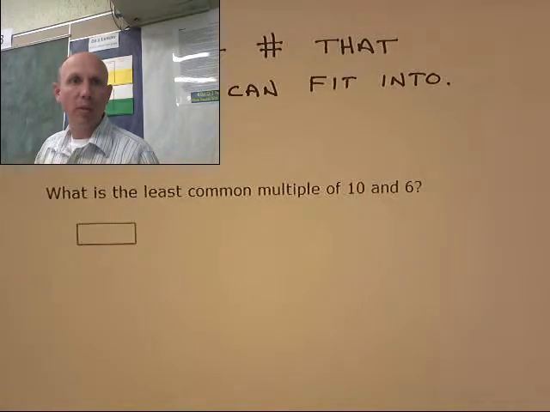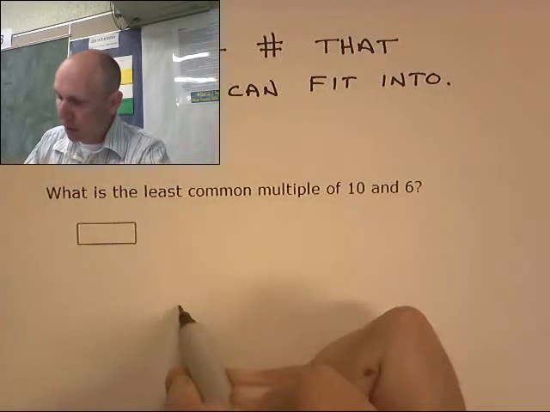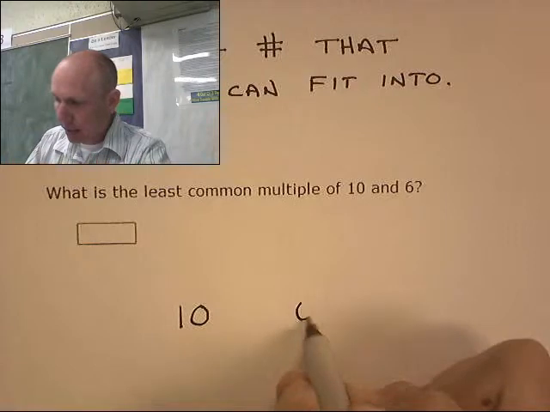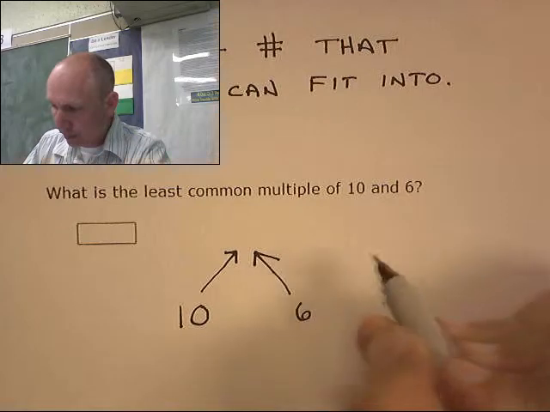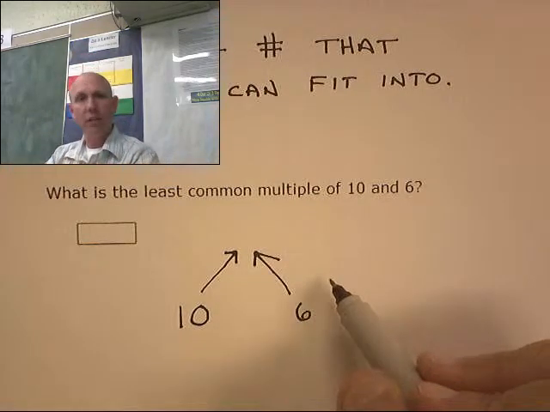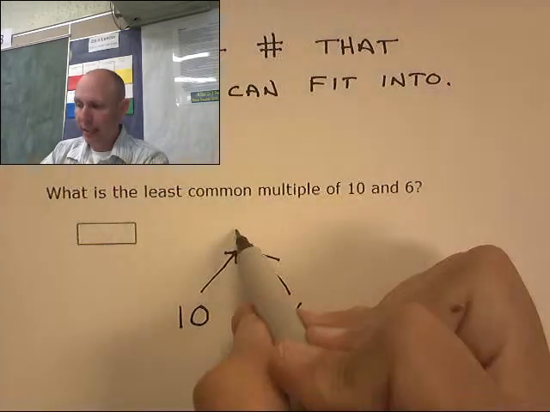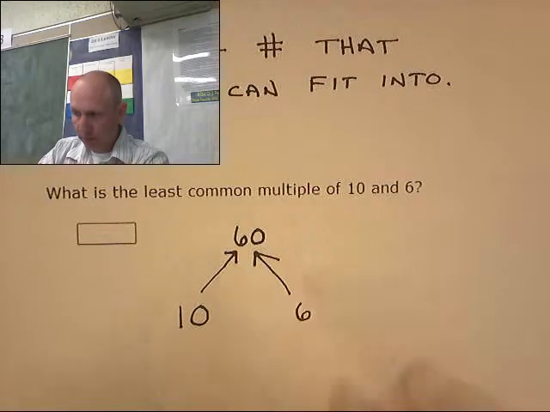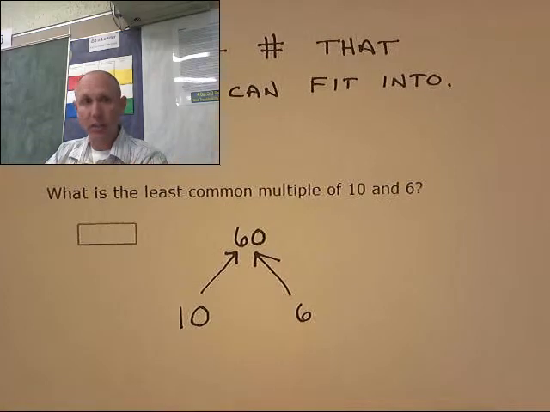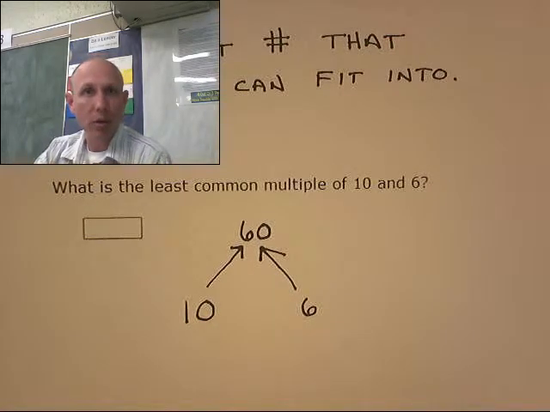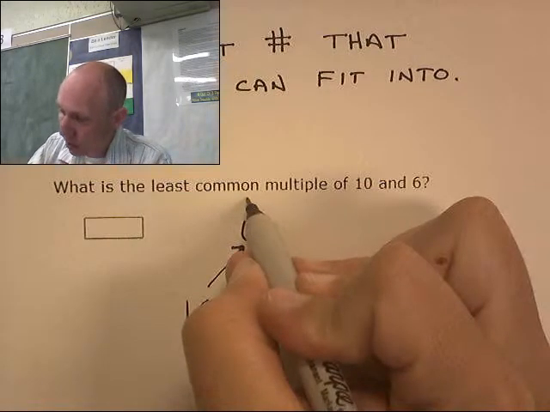What is the least common multiple of 10 and 6? Here's how I'm going to visually write it. I'm going to put 10 and 6, and I need a number up above them that they can both fit into. Well, I can always multiply these together and I'll get a 60. 10 times 6 is 60. 10 goes into 60 and 6 goes into 60. But is there a lower number that they can both go into? There is. How about the number 30?